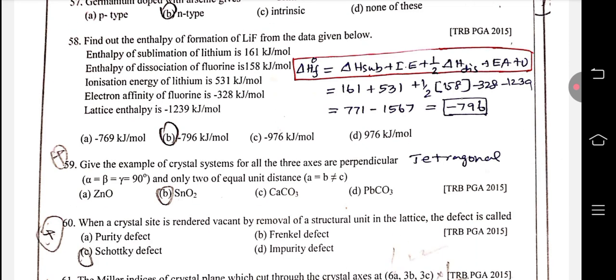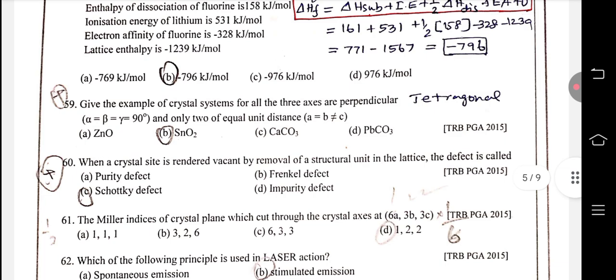58. Born-Haber cycle equation. Delta H formation equals delta H sublimation plus ionization energy plus half dissociation energy, minus electron affinity plus lattice energy. Therefore, 771 minus 1567 equals minus 796. B is the right answer.